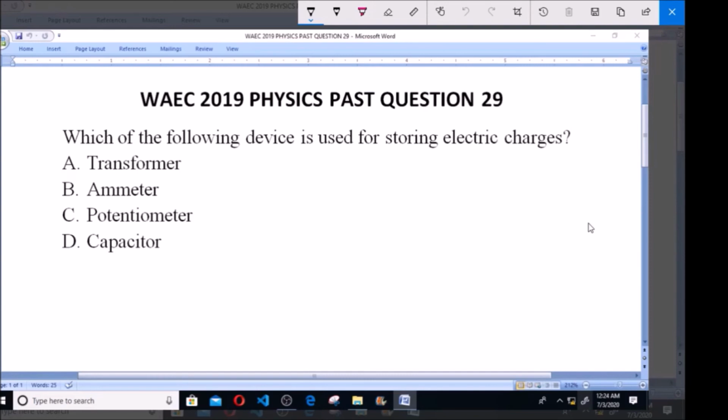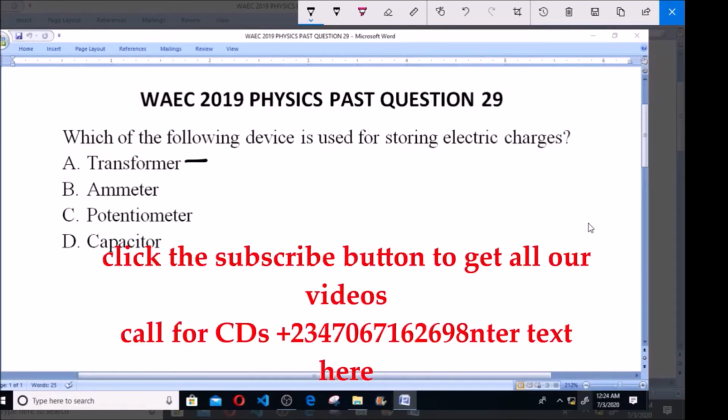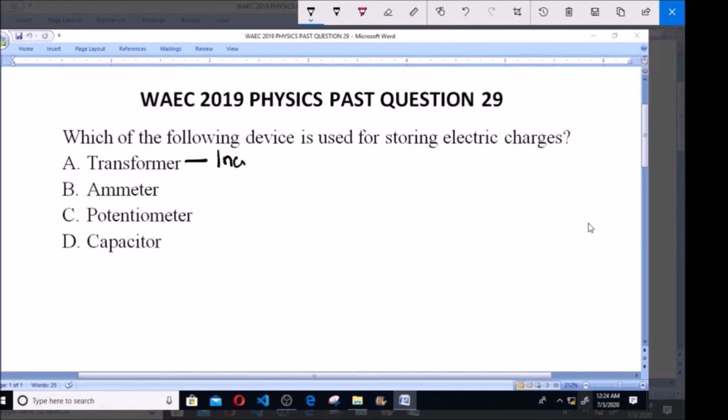Now, a transformer is a device used in changing the size of an AC voltage. It increases or decreases the EMF of an alternating current. So this one is used to either increase or decrease EMF or voltage of an AC current or AC voltage. So that's what a transformer does.